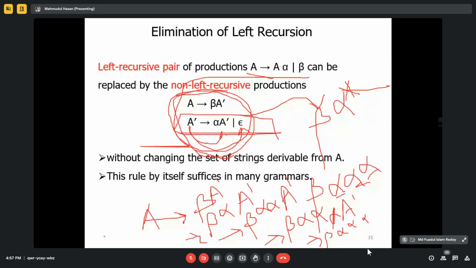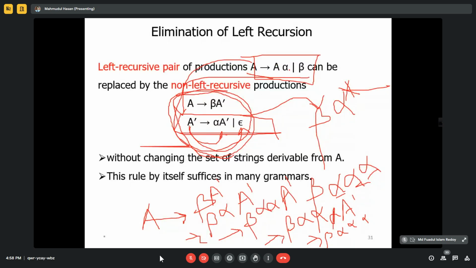Now clear? So when you replace this type of production rule with these types of production rule, then your left recursion problem is solved. At the same time, it is possible to generate the same string. Okay, everyone? Yes, sir. Clear?